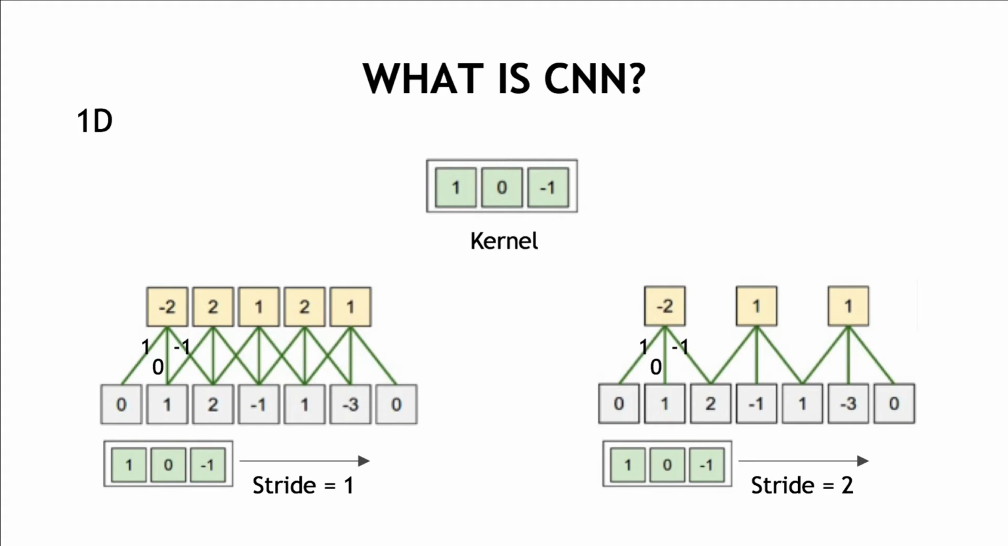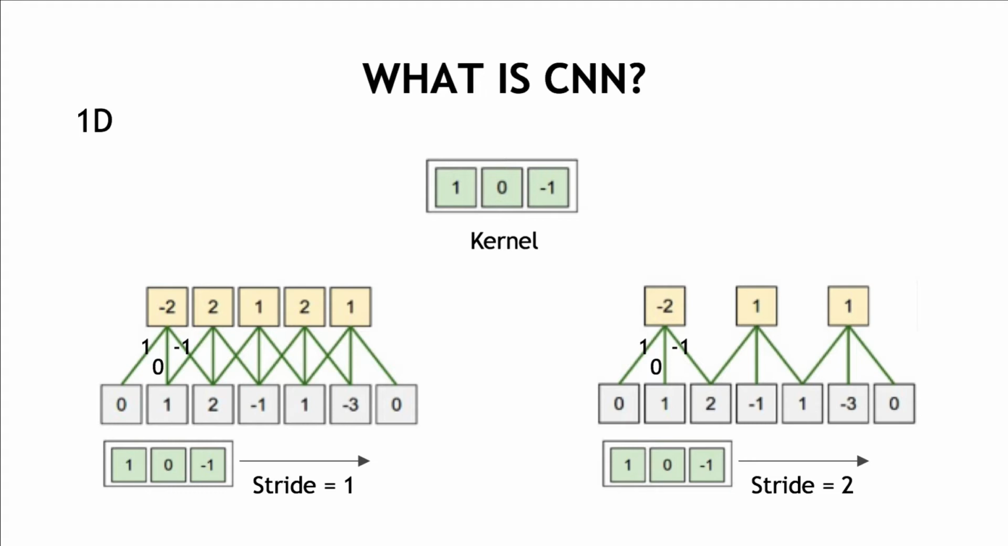The first one is kernel. It can also be called weights or filter. Kernel plays a key role in CNNs. It represents how much the given input weighs to the output.